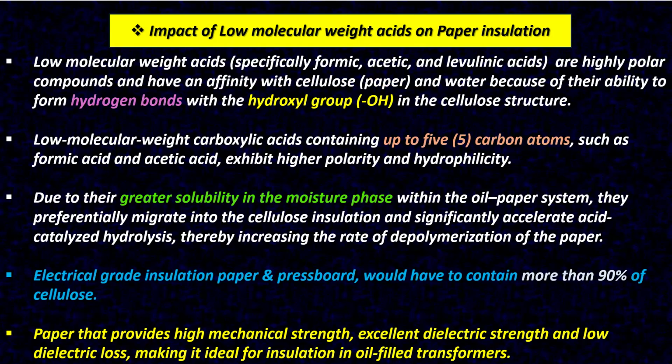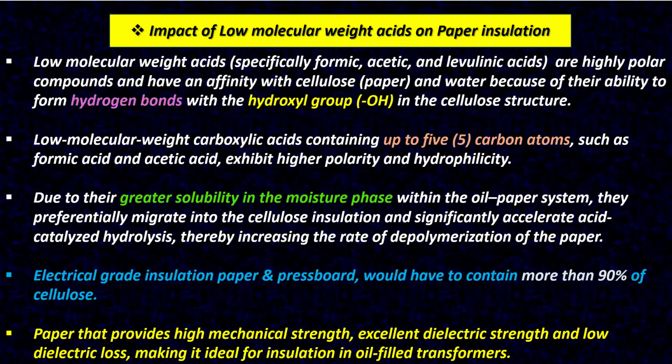Impact of low molecular weight acids on paper insulation. Low molecular weight acids, specifically formic, acetic, and levulinic acids, are highly polar compounds and have an affinity with cellulose-based paper insulation and water because of their ability to form hydrogen bonds with the hydroxyl groups in the cellulose structure.